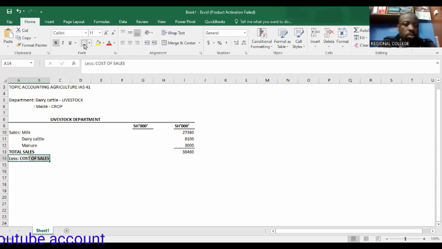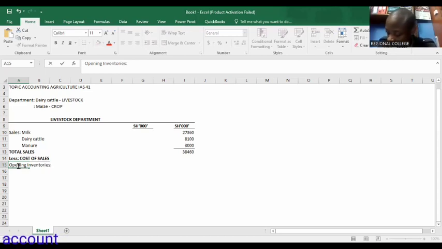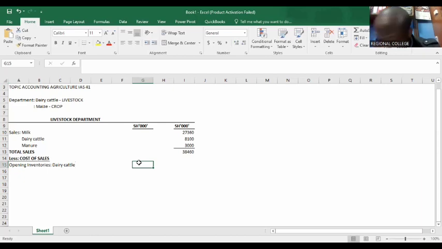Dairy cattle was 54,900. You start with opening inventories, so you can check them inside the trial balance. Have you checked them? Yes. So dairy cattle of how much? 54,900.